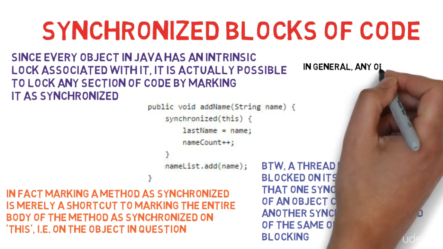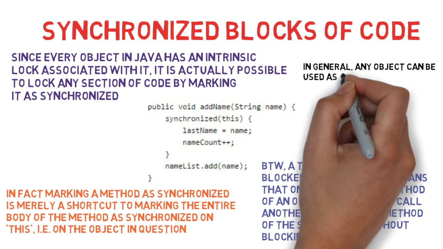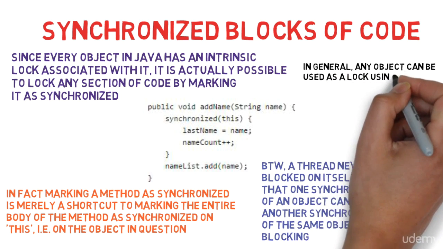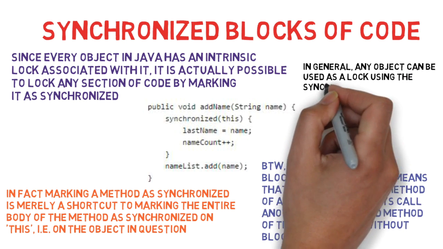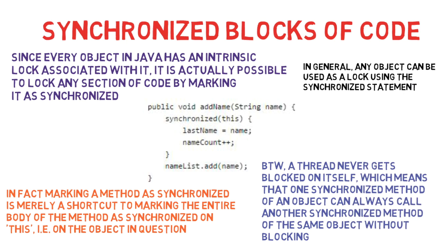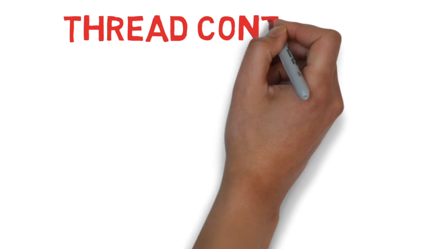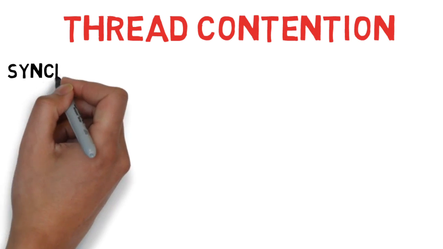Since every object has an intrinsic lock or a monitor, any object can be used as a lock using this synchronized statement. You can say synchronized and in brackets pass in the instance of an object which you have stored in a member variable. It need not always be this. The synchronized keyword helps with thread interference and memory consistency errors.